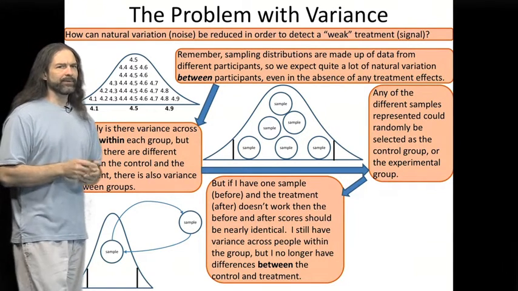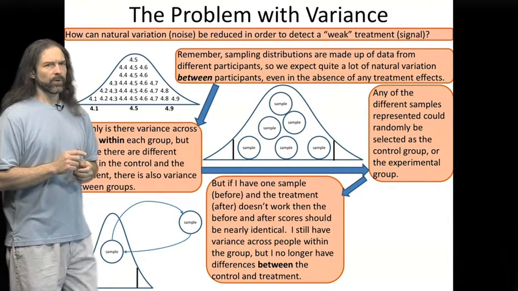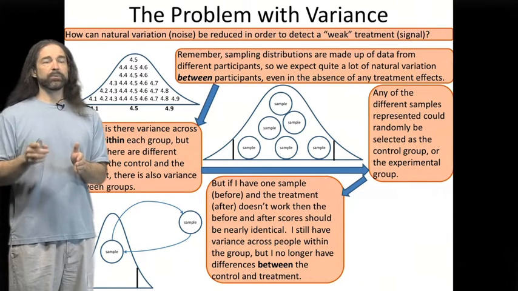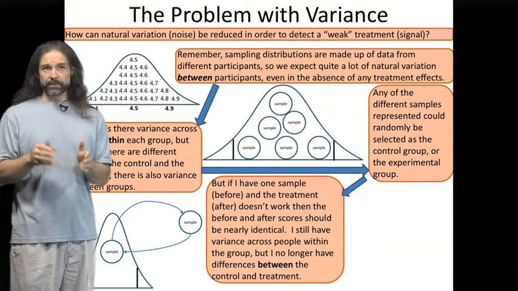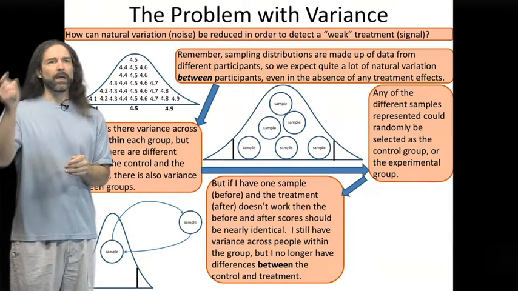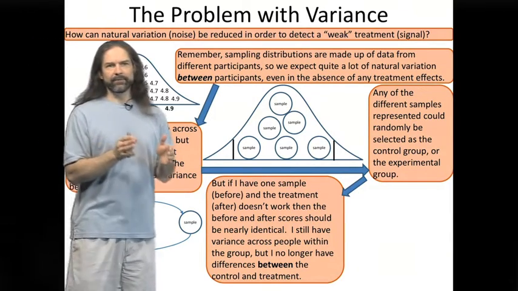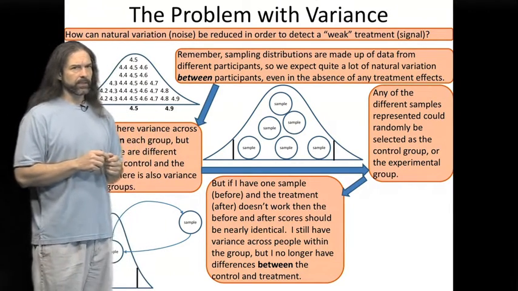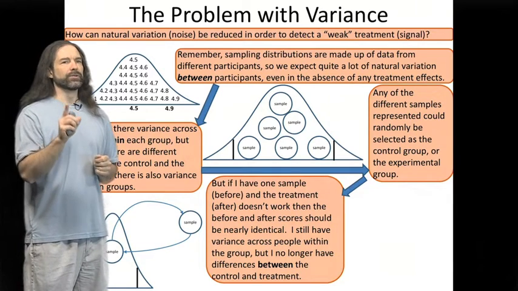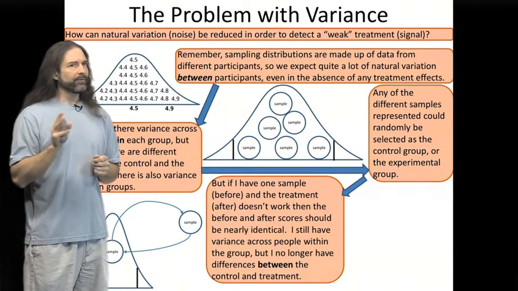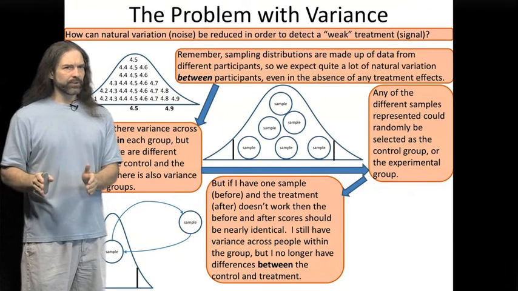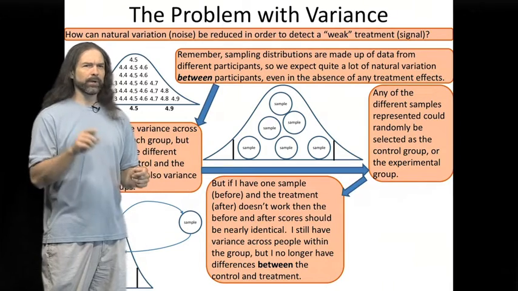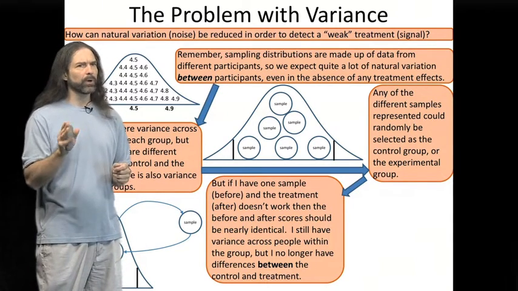But what if I have one sample? So what do I mean by this? I take a sample, I take the measurements, and then I apply the treatment to all of those individuals. So I have the measurement before the treatment, I now apply the treatment, and now I have the measurement after the treatment. Think about this for a second. If the treatment has zero effect, no effect whatsoever, then should the measures before be expected to be different than the measures after? And remember, we are also at this point talking about the theoretical perfect world.